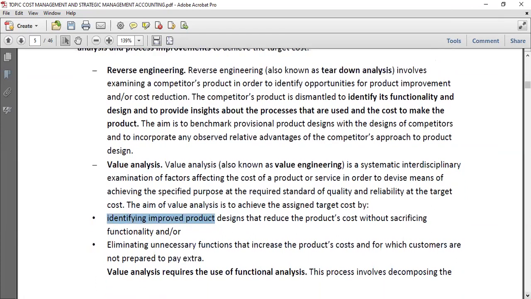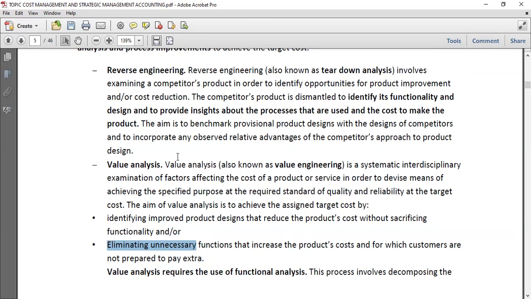So it goes ahead to identify the product designs that can be improved and therefore reduce product costs. It also supports removing any unnecessary functions that may increase the product's cost but are not a necessity to customers. That means the customer may not be ready to pay an extra amount for them. So that is the way you can distinguish between the two.